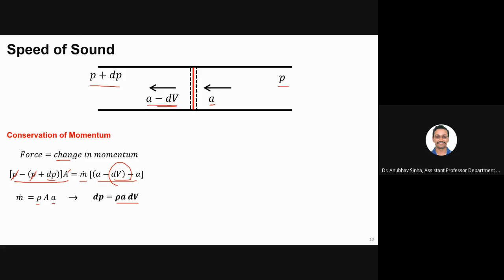Okay. Now let us talk about conservation of mass. What is the mass that is entering from the left side? Rho into A.